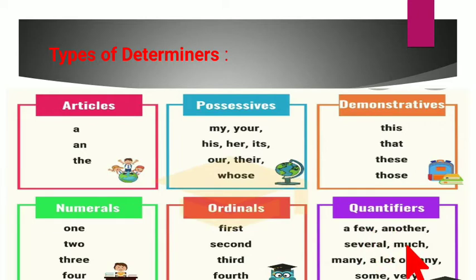Then come the quantifiers: few, another, several, much, many, a lot of, any, some, very. Whenever we use such words, these are known as quantifiers. So these are the 6 types of determiners. Many a time the numerals and the ordinals are categorized into one category, also known as numerals.